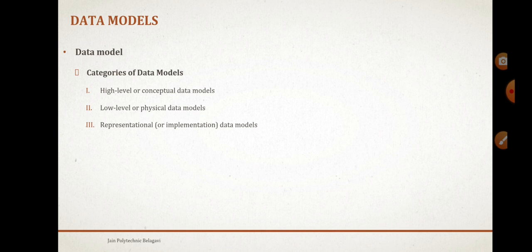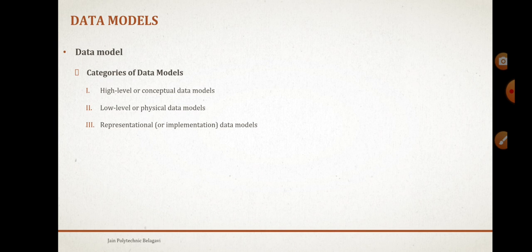So next we see low level or physical data models, which provide concepts that describe the details of how data is stored on the computer storage media, typically magnetic disks. An access path is a structure that makes the search for particular database records efficient.